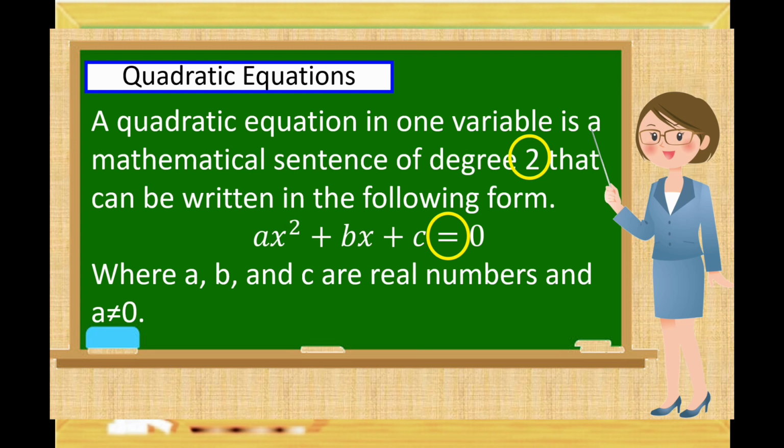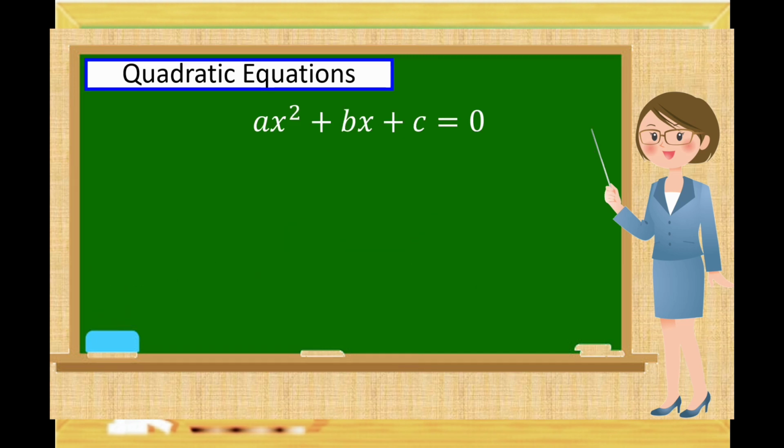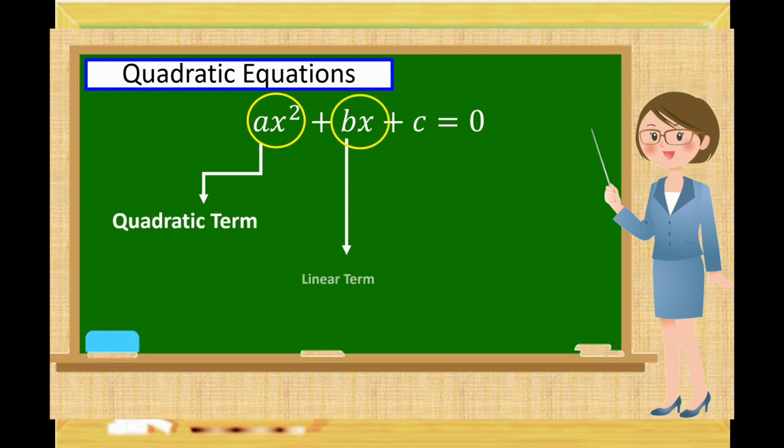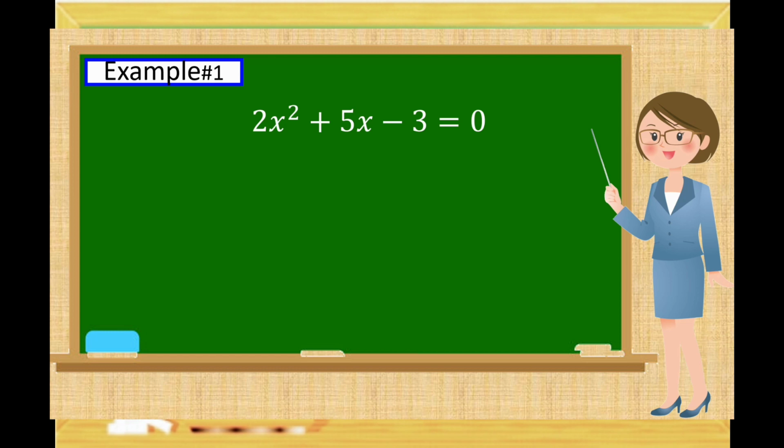In the standard form of a quadratic equation, ax squared plus bx plus c equals 0, ax squared is what we call the quadratic term, bx is the linear term, and c is the constant term. Now, in our next activity, let us write each quadratic equation in standard form ax squared plus bx plus c equals 0. Then, let us identify the values of a, b, and c.